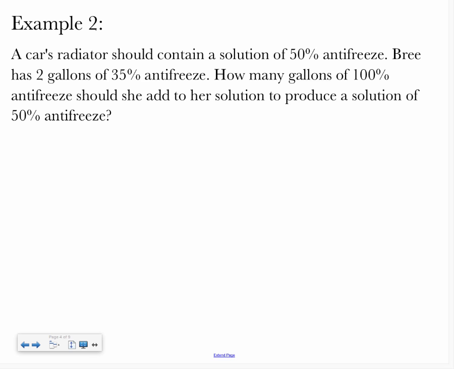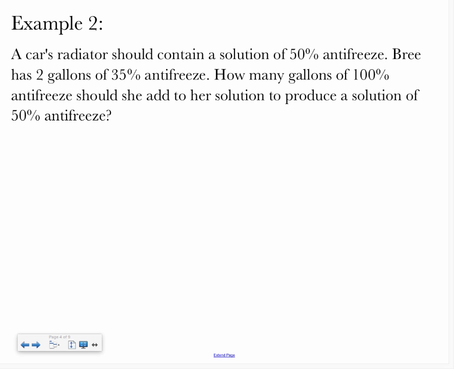Let's try another problem together. We have a car's radiator should contain a solution of 50% antifreeze. Bree has 2 gallons of 35% antifreeze. How many gallons of 100% antifreeze should she add to her solution to produce a solution of 50% antifreeze?